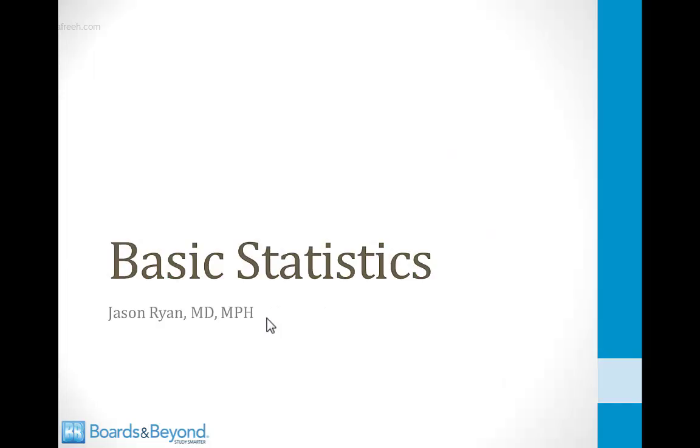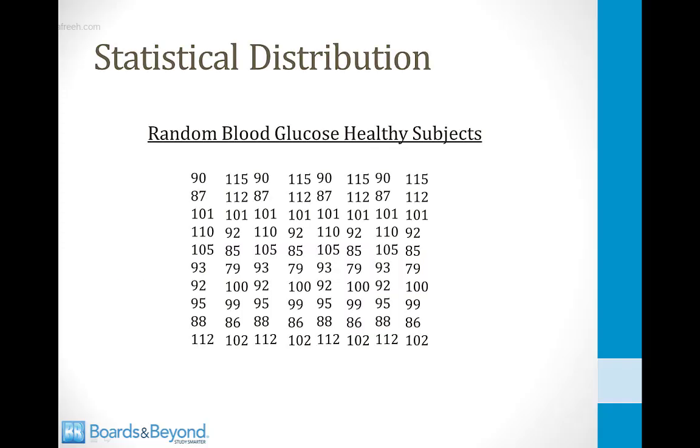Hi everyone, and welcome to our module on basic statistics. Let's suppose we randomly selected some healthy subjects and measured their blood glucose levels. We would get a collection of readings kind of like what I've shown on the screen here. There'd be a few people with low numbers like 85, and a couple of people with higher numbers, like there are some 112s in here, and then there'd be a lot of people in the middle.